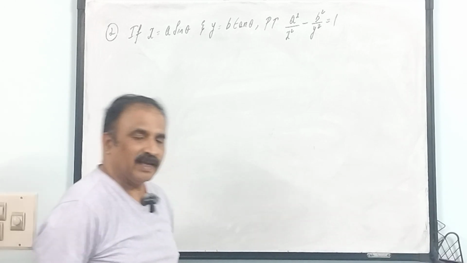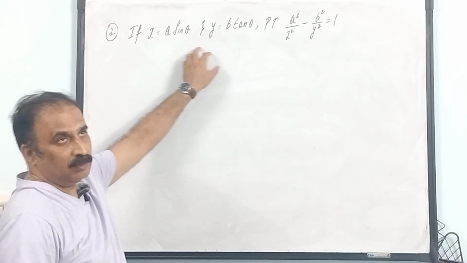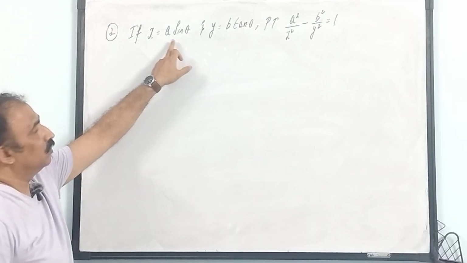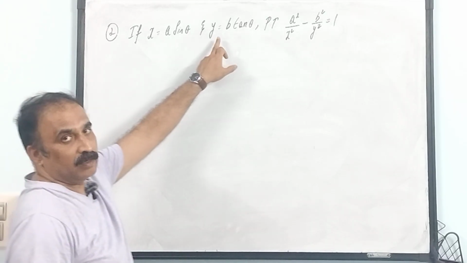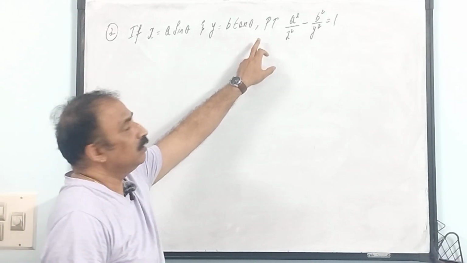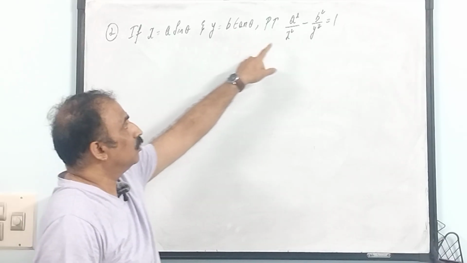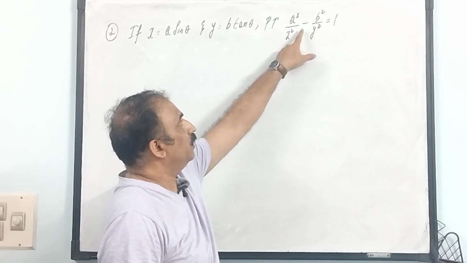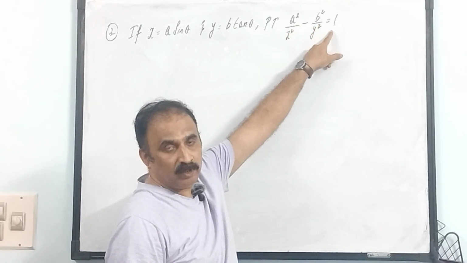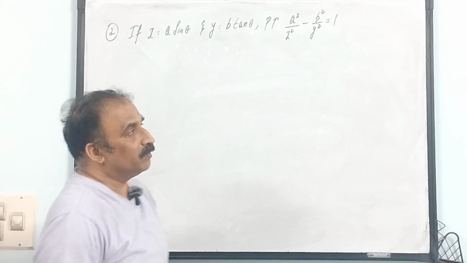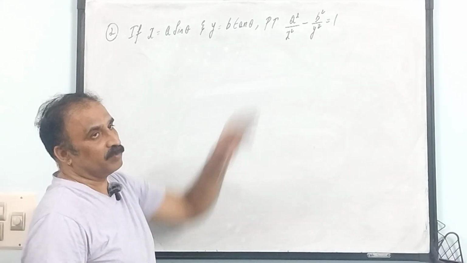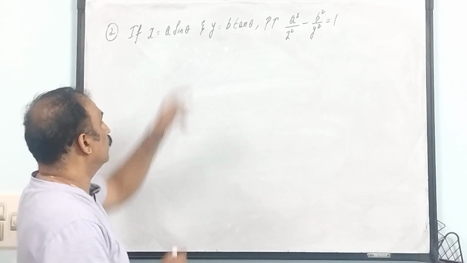Okay, coming to the second problem. Second problem is again, you have got certain condition here. It says x is equal to a sin theta and y is equal to b tan theta. Based on this condition, you have to prove that a square by x square minus b square by y square equal to 1. We'll take up the condition and then we'll go into the problem. We'll look into what is to be done here.